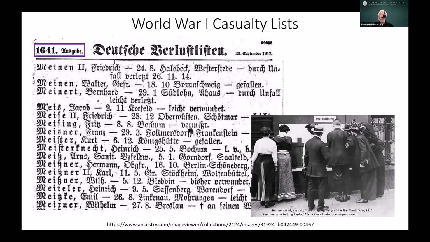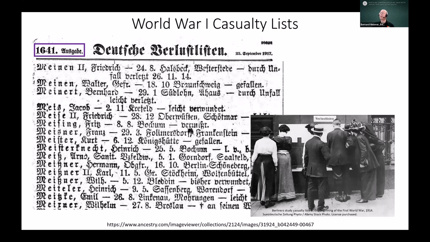And they would post them up in the town. And here you can see people looking at one of the lists. And you can see I picked one here. Again, these aren't my relatives, but the lower part, there are some Meisners. And you can see where they're from and what happened to them. The information in these changes over time.